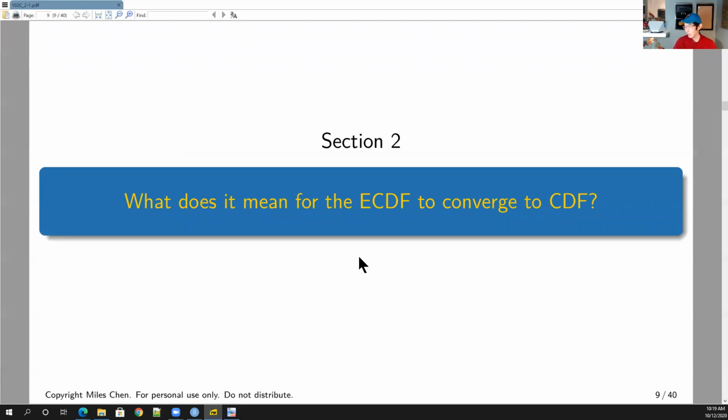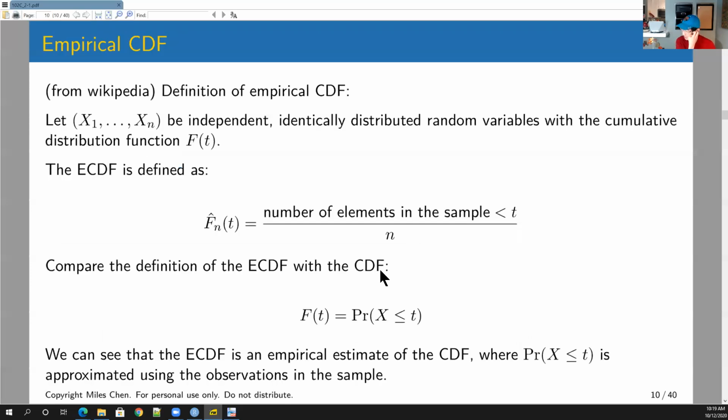Have any of your classes covered empirical CDFs, empirical cumulative distribution functions? Okay, no. All right, it's very simple. If you look up the empirical CDF in Wikipedia, you're going to get some definition like this. It's got more math. Wikipedia pages have a surprising amount of math in some of them.